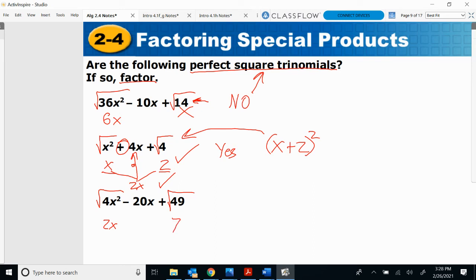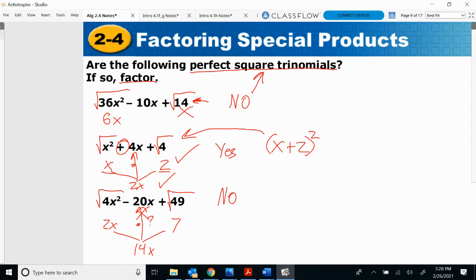All right, now we just need to check, can we multiply them together to end up making half of the middle? And this one, no, it's not gonna work out. 14 is obviously not half of 20, so this one is not going to be a perfect square trinomial. So we can put down a no. We're not going to factor it. We're just going to simply state it as not one of those.